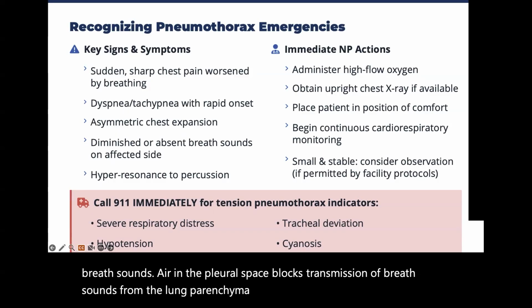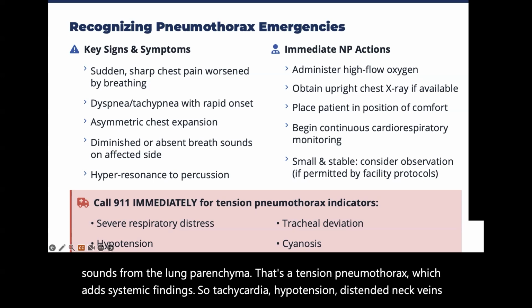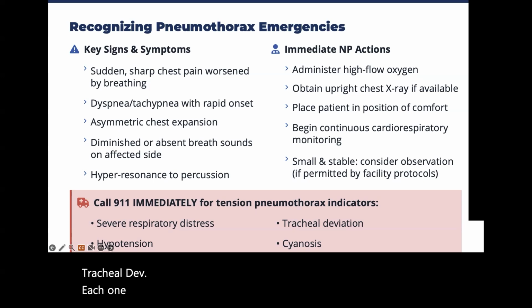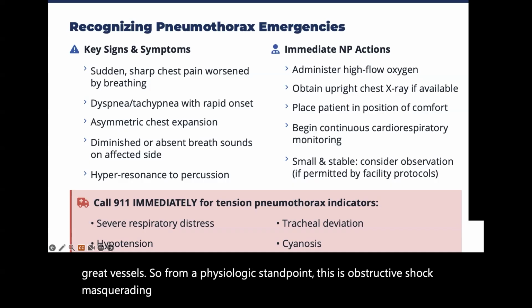A tension pneumothorax adds systemic findings. So tachycardia, hypotension, distended neck veins, tracheal deviation. Each one is reflecting that shift of the mediastinum and compression of the great vessels. So from a physiologic standpoint, this is obstructive shock masquerading as a pulmonary problem.